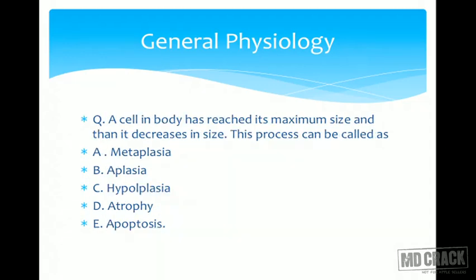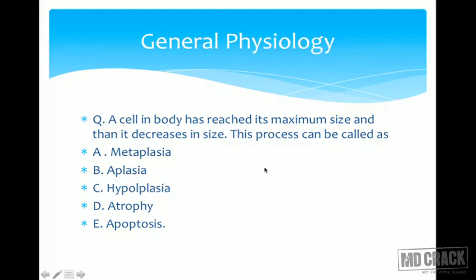Now we will go to the next question. What is the question? A cell in the body which has reached its maximum size and then decreases in size. This process is called as A, metaplasia, B, aplasia, C, hypoplasia, D, atrophy, or E, apoptosis. Now this question is put so that you have an idea of what these terms mean, metaplasia, aplasia, all these terms should be clear.